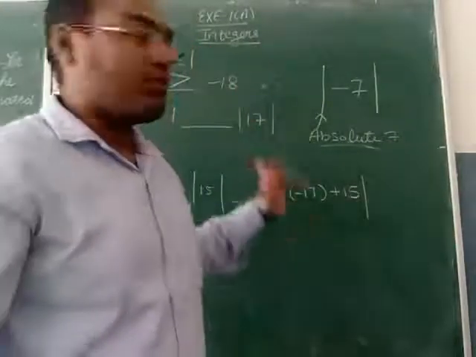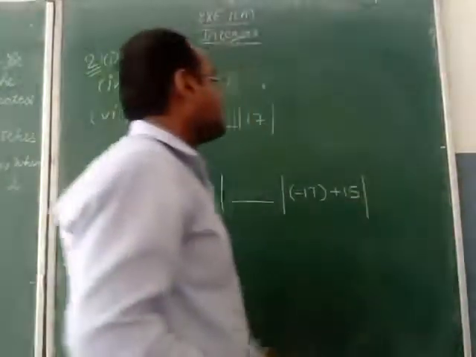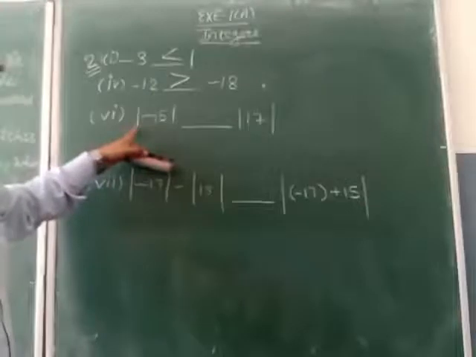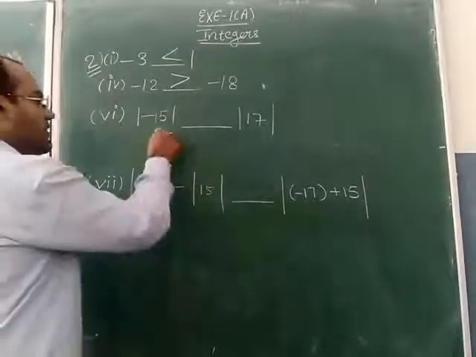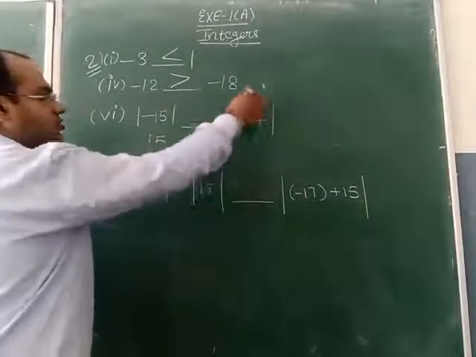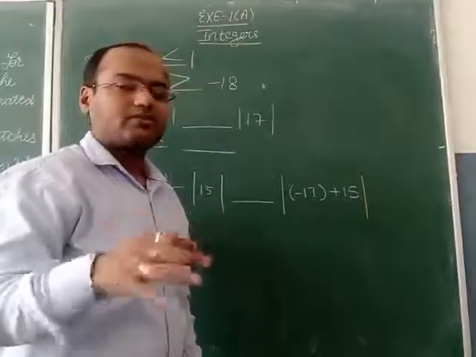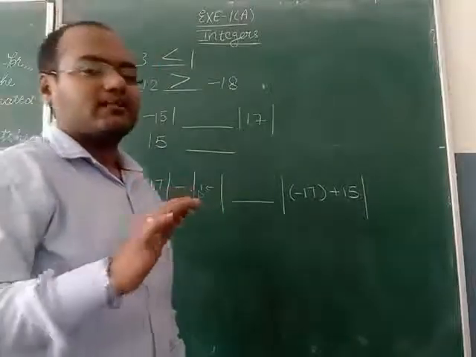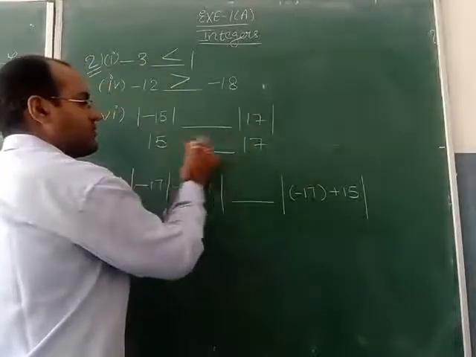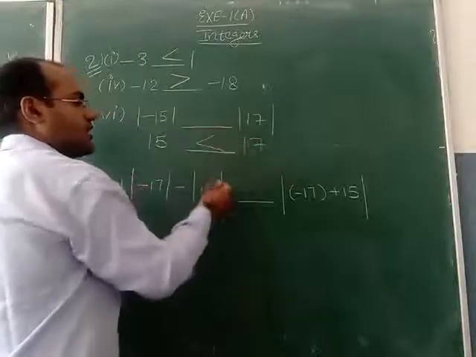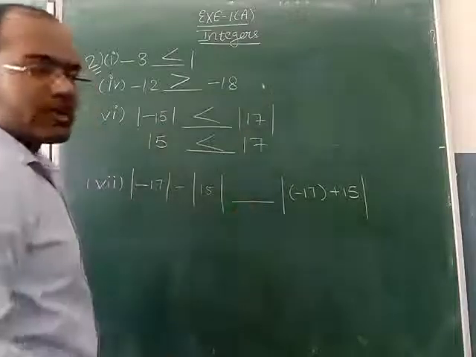Same work we have to do here also. So first of all, what will we do? In order to solve this absolute, we will leave this minus sign. So the answer will be 15. When we remove the absolute, we remove the sign also, either plus or minus, whatever sign is there, we will not write that sign. So directly we will write the number 17. Now this is 15 and this is 17. 17 is greater, that's why we are putting this sign here. So in this fill up also we will put this sign.